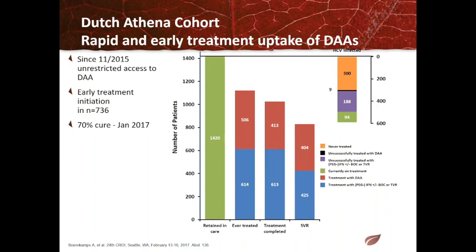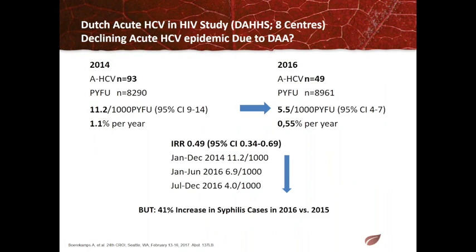And if you then move on to treat most of them, that's what happened. So by January 2017, they had 70% already cured. Then you wonder, well, if everyone gets cured, don't we then eliminate the reservoir, and maybe then the number of new infections will eventually change?